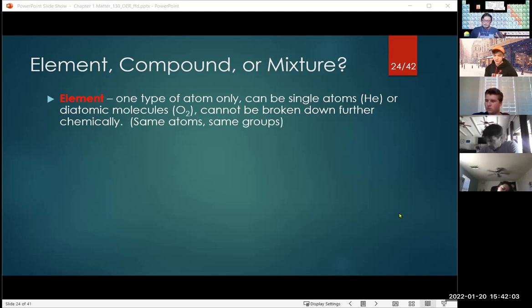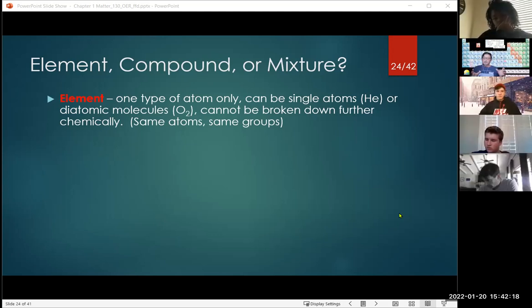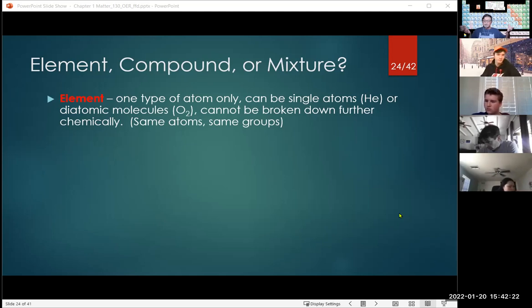These are elements that by themselves are not stable. Okay, and so what happens is they hook up with another element of itself. So oxygen is an example. Hydrogen is another example. By themselves here on Earth, they're not very stable. So they have to hook up with, bond with, another element of itself. Hence, we call it diatomic. Okay.